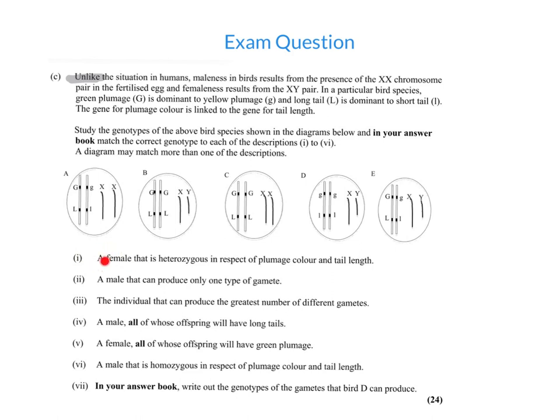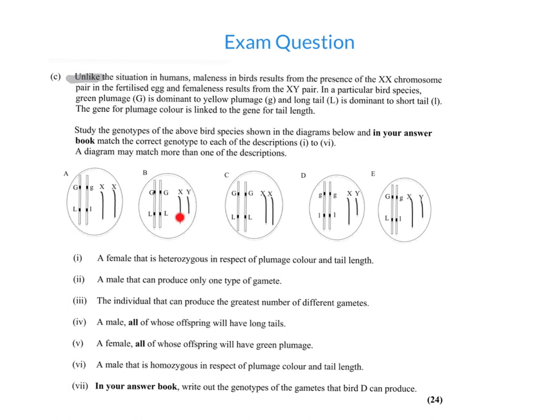So we're looking for a female. Now, if we're looking for a female, again, it's not going to be XX like in humans, we're looking for XY. So it either has to be this one, or this one. So it has to be B, D, or E. We're ruling out A and C straight away. But we're looking for heterozygous in respect of plumage colour and tail length.